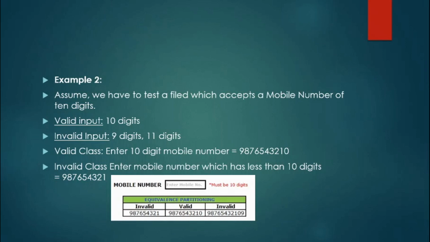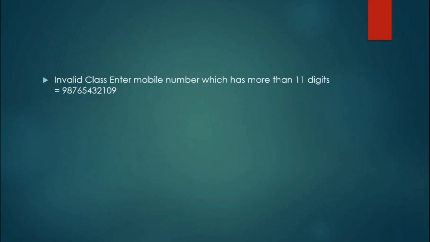You can see on the screen it is 9876543210. It's a 10-digit number, and that's the reason it comes under the valid class. When I'm talking about the invalid class, enter a mobile number which has less than 10 digits. If I'm talking about 987654321, it's just a 9-digit mobile number, so this will fall under the invalid class. Another invalid class, if I am entering a mobile number with 11 digits or more, like 987654321009, it's again an invalid class.